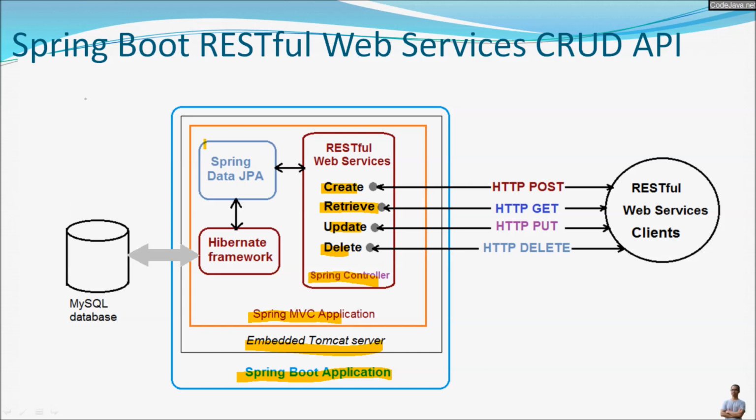And we use Spring Data JPA for the data access layer. Spring Data JPA relies on Hibernate framework to work with a relational database like MySQL database. And the clients consume RESTful Web Service API using standard HTTP methods such as POST to create a resource, GET for retrieve operation of resources, PUT to update a resource, and DELETE to remove a resource.